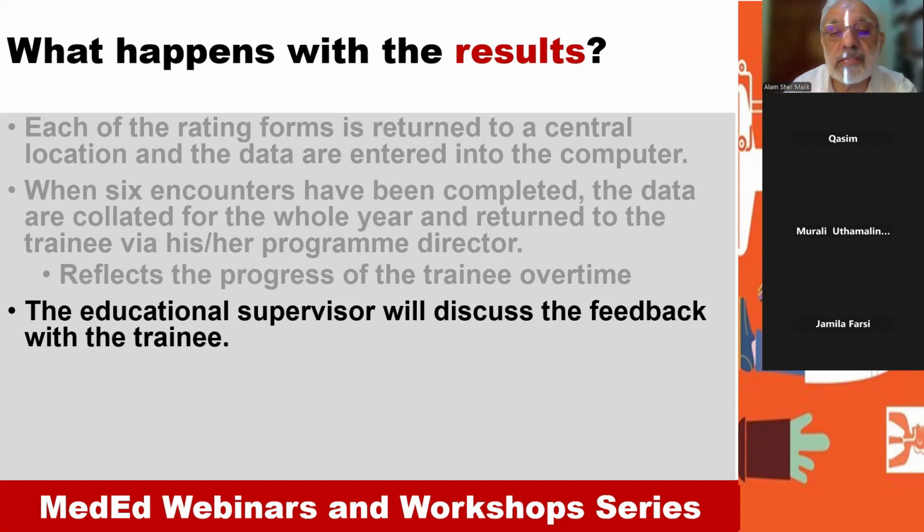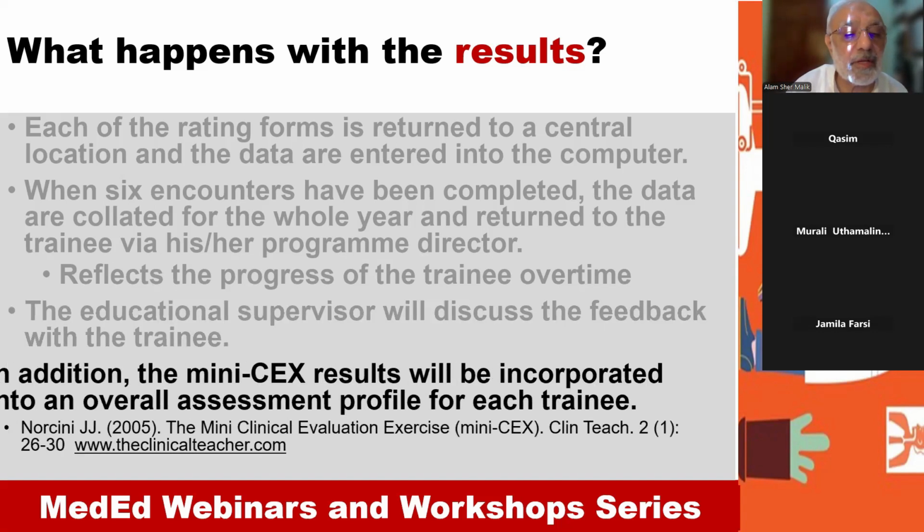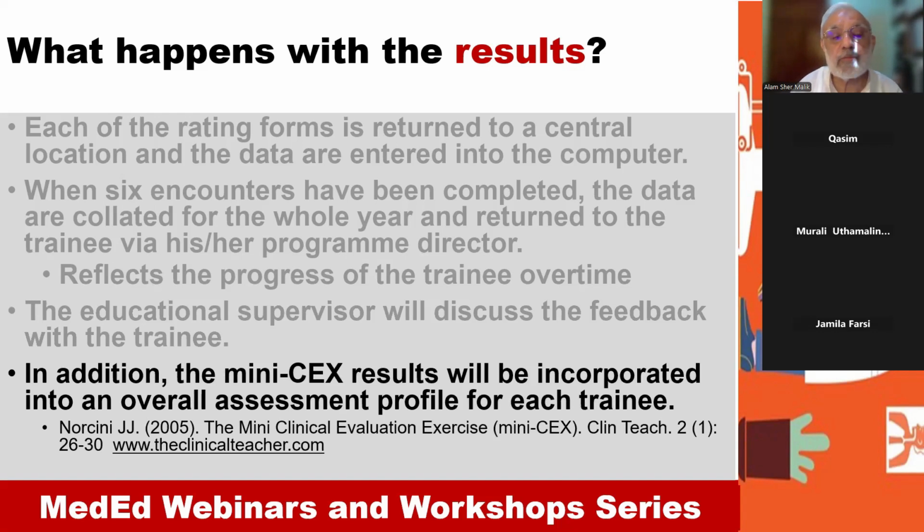The educational supervisor will discuss the feedback with the trainee. If the student is not really picking up, either the supervisor or a mentor can discuss the progress with the student. And of course, if we decide that these encounters contribute to the final assessment as a part of continuous assessment, then based on the rubrics, the results can be converted into marks, with discussion with the faculty, and it can contribute to the final exam assessment.